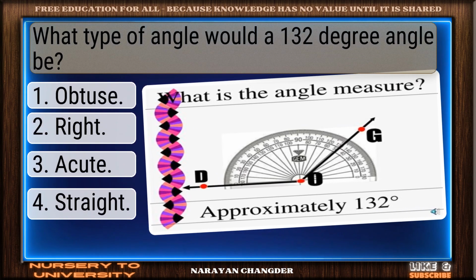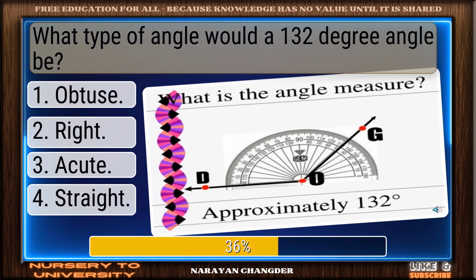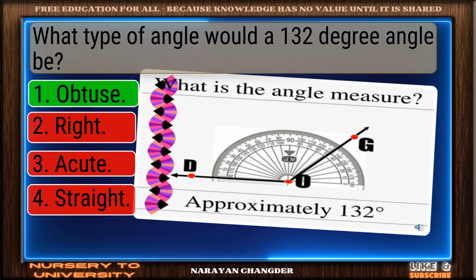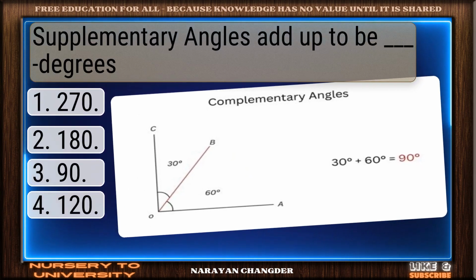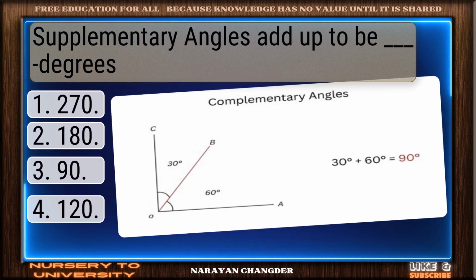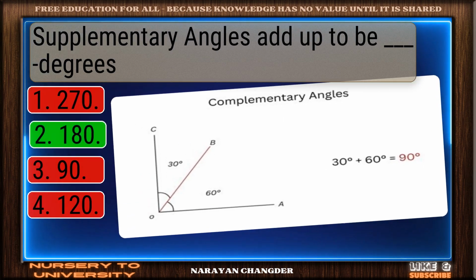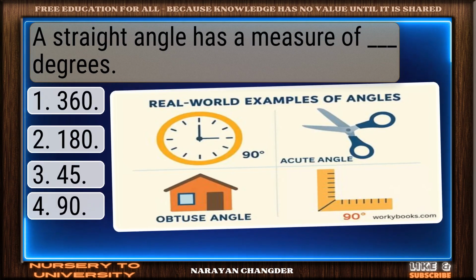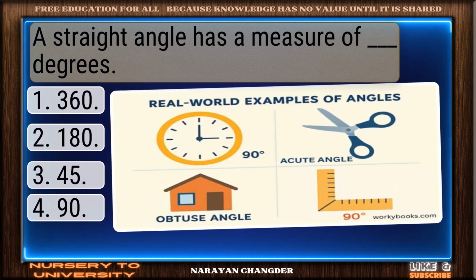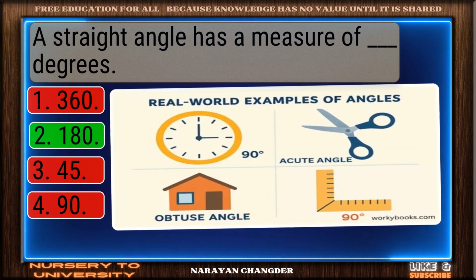Question number 196. What type of angle would a 132-degree angle be? Good job. Your answer obtuse works well here. Question number 197. Supplementary angles add up to be dash degrees. Smart move. 180 is an accurate answer. Question number 198. A straight angle has a measure of dash degrees. Smart pick. 180 is the correct choice.